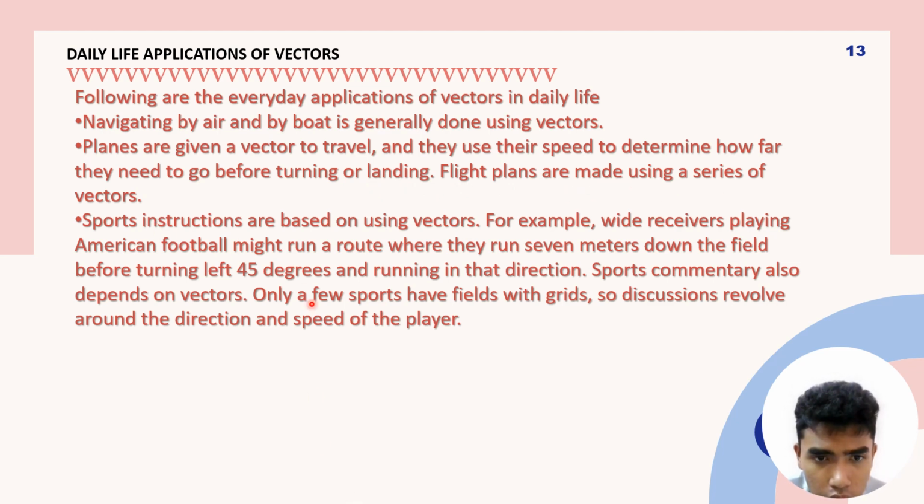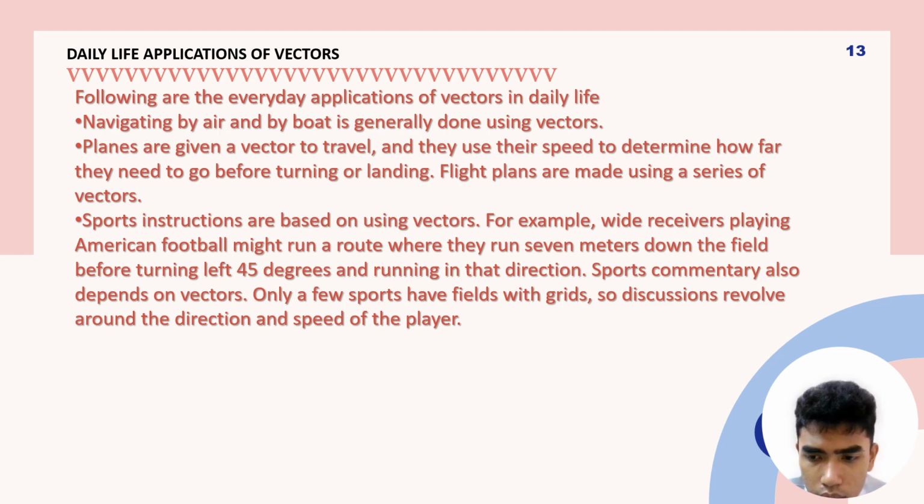Sports instructions are based on using vectors. For example, wide receivers playing American football might run a route where they run 7 meters down the field before turning left 45 degrees and running in that direction. Sports commentary also depends on vectors. Only a few sports have fields with grids, so discussion revolves around the direction and speed of the player.